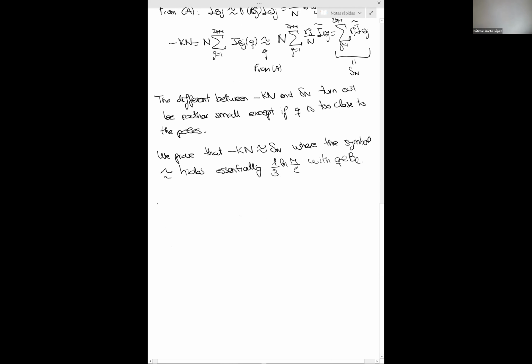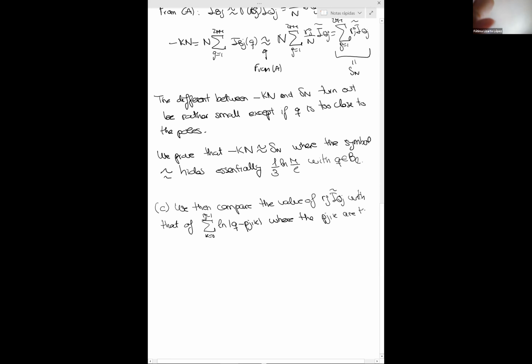Step C. We then compare the value of this term with that of the sum, where the PJK are the RJ points in the corresponding parallel.